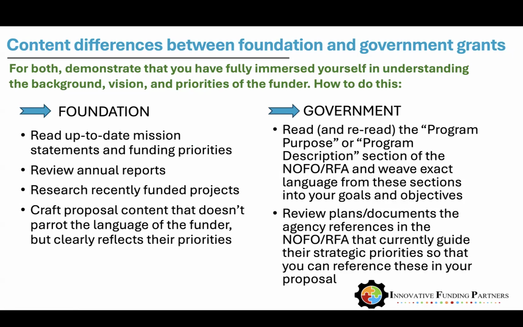Now, for a government proposal, a way to do this is to go to the program purpose or program description section of the NOFO. That's that first part that I mentioned earlier that you should take a look at when you're assessing eligibility. Take some exact language from these sections and weave it into your goals and objectives. Unlike with a foundation, where they're going to want to see you present yourself a bit more creatively, with a government proposal, they want to make sure that you definitely understand what the goals are of their program.